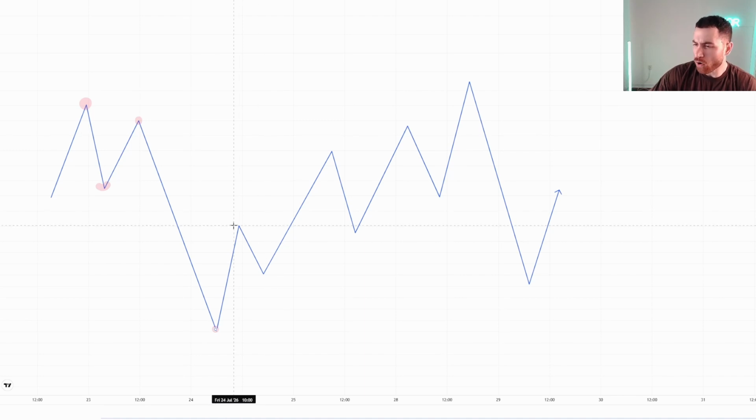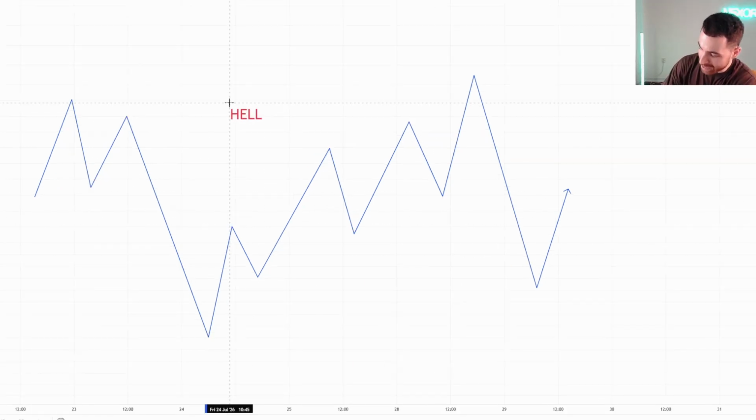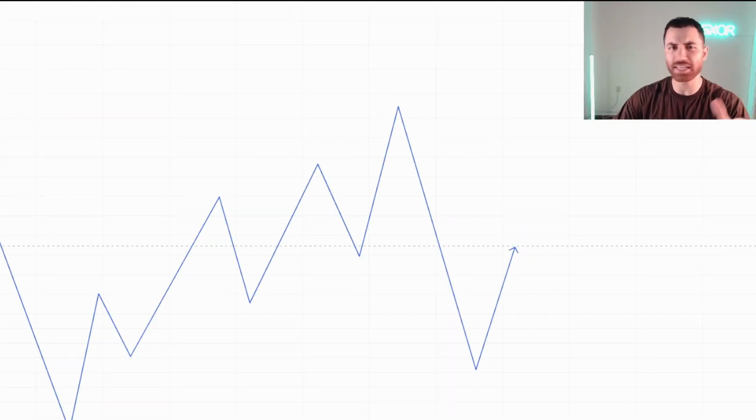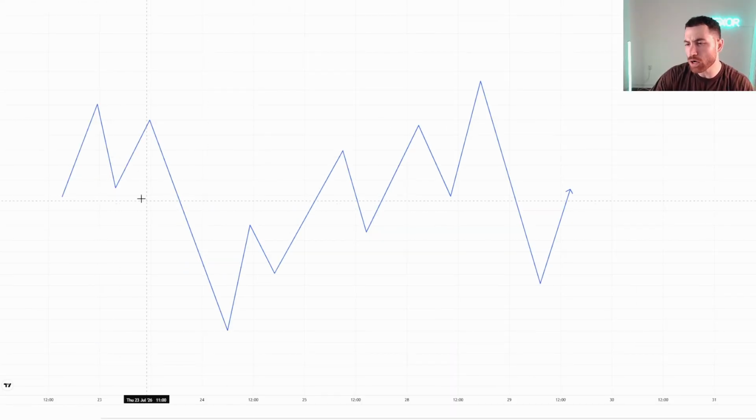But are all of these highs and lows equally powerful and valuable? Hell no. This is one of those things that they don't teach you everywhere. In order for a low to be powerful, it needs to take out a high. In this case, this low didn't take out a high. It didn't go above here. No, it didn't pass there.